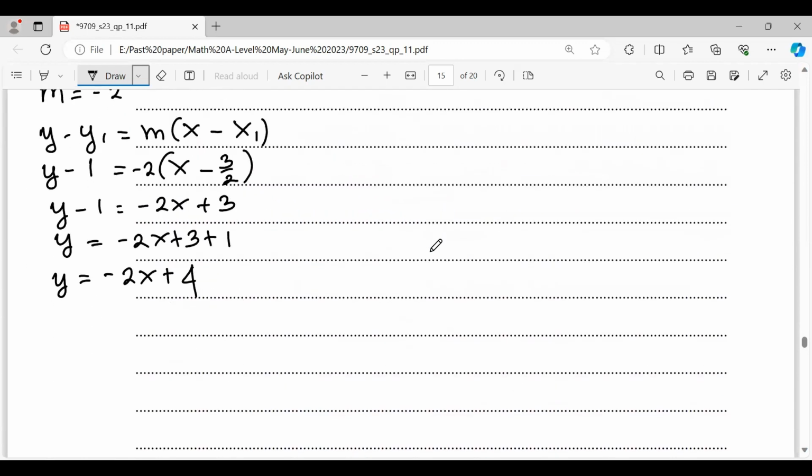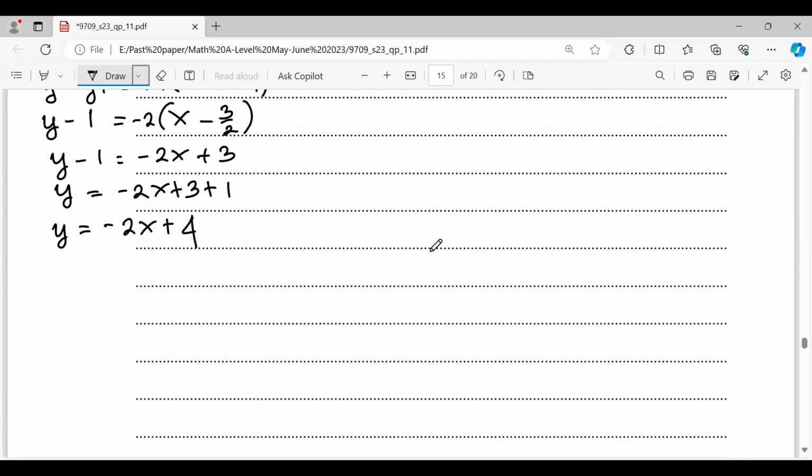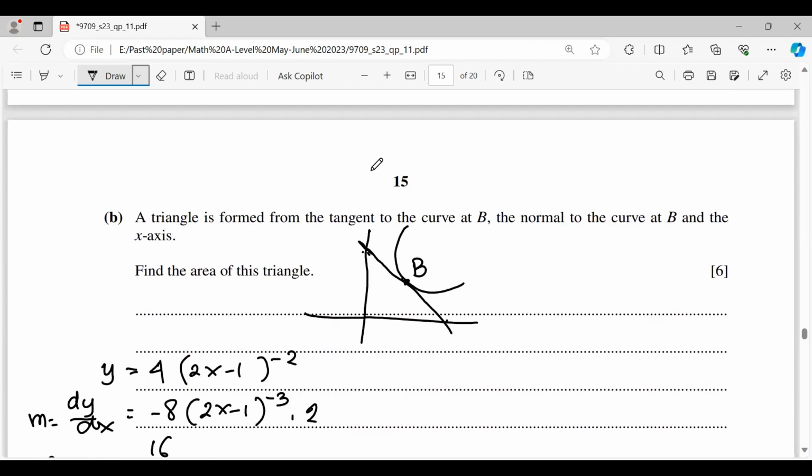And we are going to find the equation for the normal. It says that it's a normal. So the normal passes through B, and it forms 90 degrees, perpendicular, so 90 degrees here. The normal and tangent are perpendicular to each other.